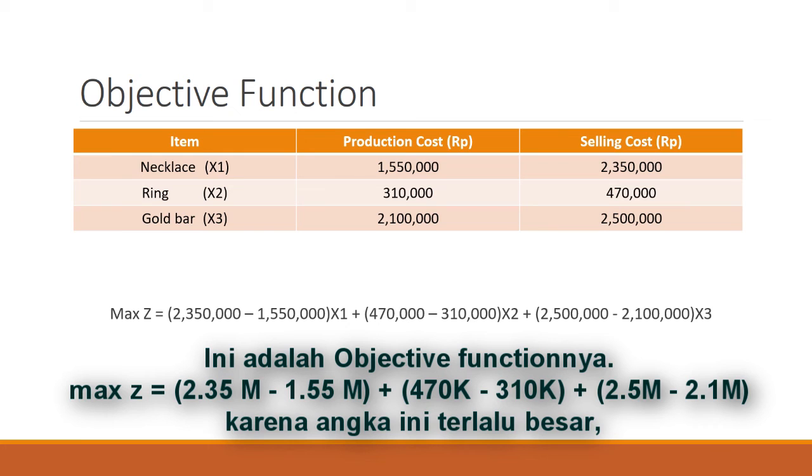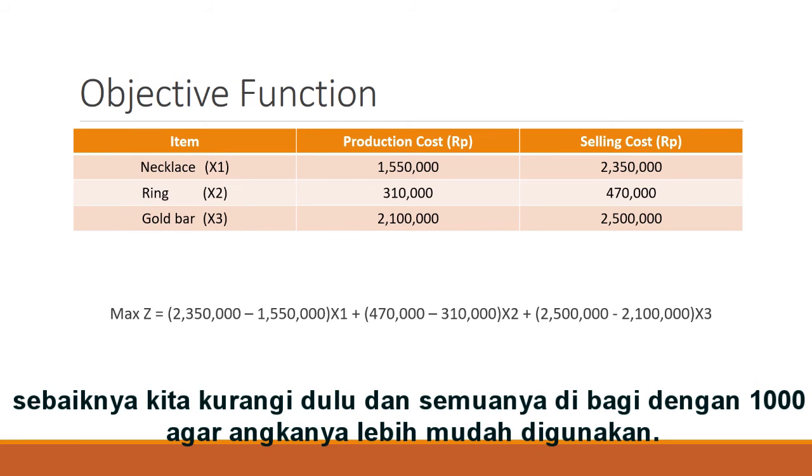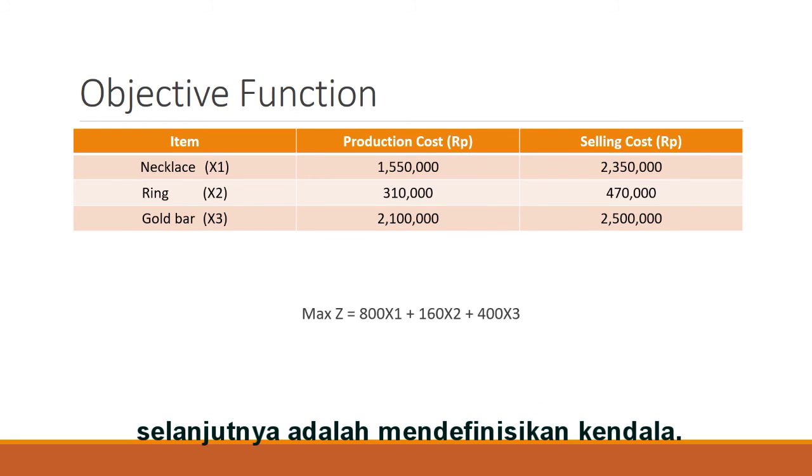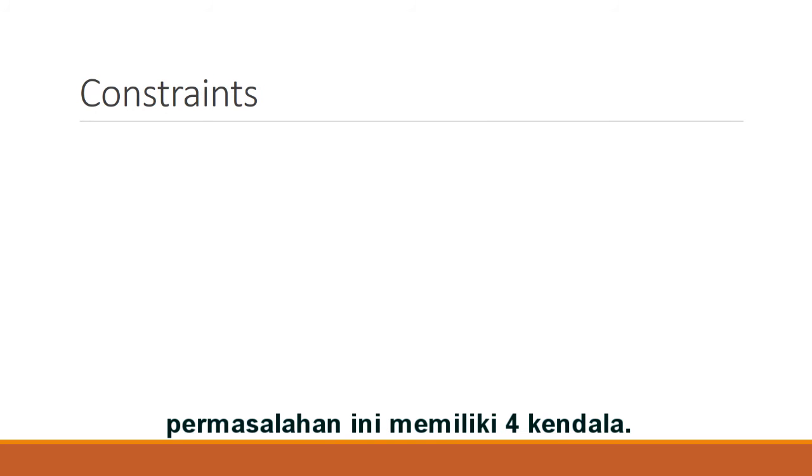Now, because this number is too big, let's simplify it by dividing it all by 1000 so that the number is more manageable. So this will result in max z equals 800x1 plus 160x2 plus 400x3. The next step is to define the constraints. This problem has 4 constraints.